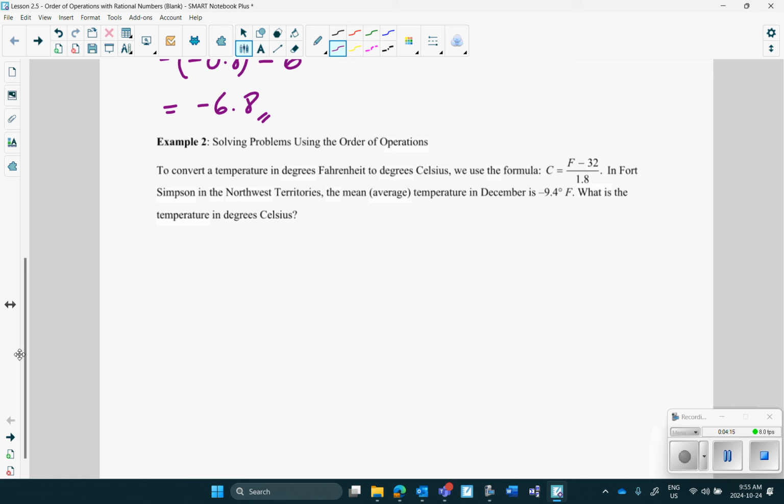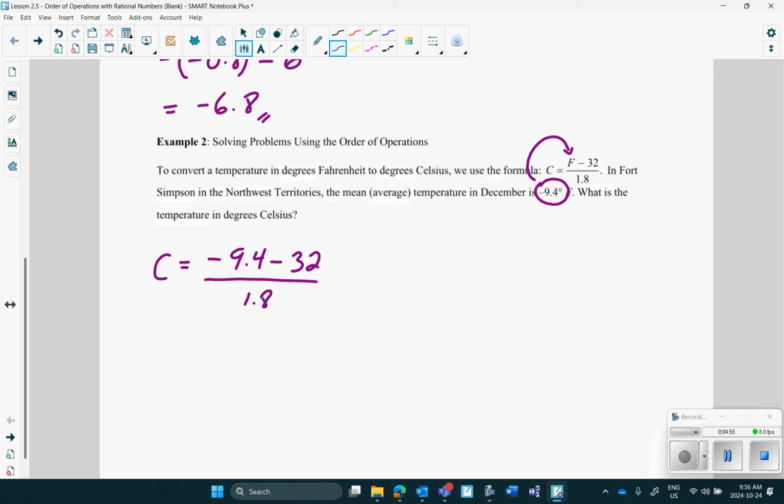So we are given the temperature in Fahrenheit of a place in the Northwest Territories, and we're asked to convert it to Celsius. So what I want to do is take this negative 9.4 and plug it in here. So I'm going to get Celsius equals negative 9.4, subtract 32, and then all of that over 1.8.